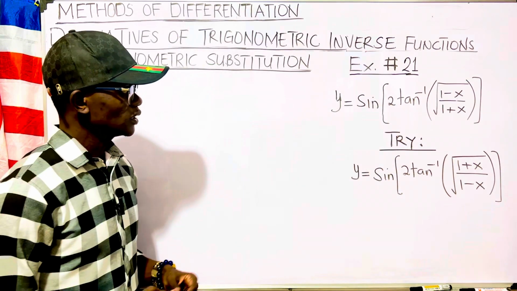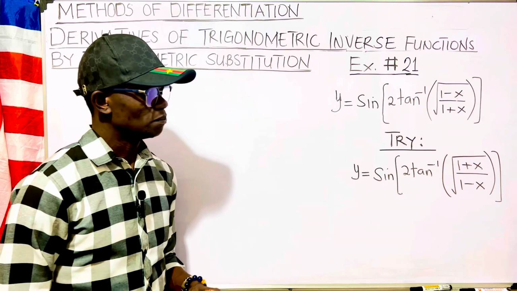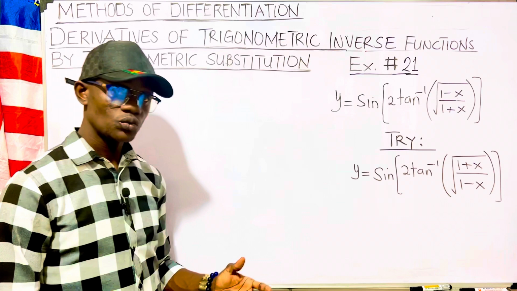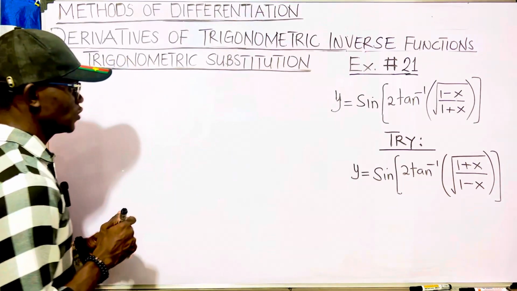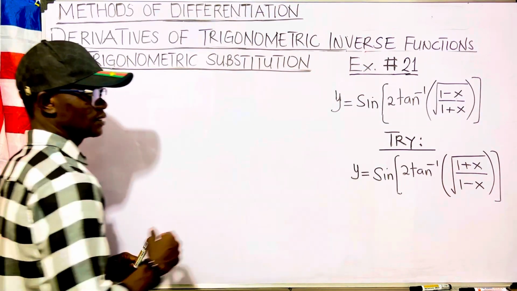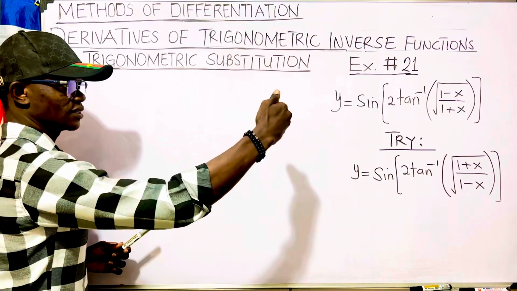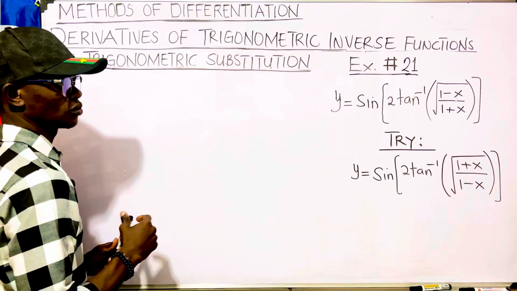So the square root of 1 minus x divided by 1 plus x. Now, what trig function do we know that is similar to this expression? That is 1 minus x. So that x could be a trig function.